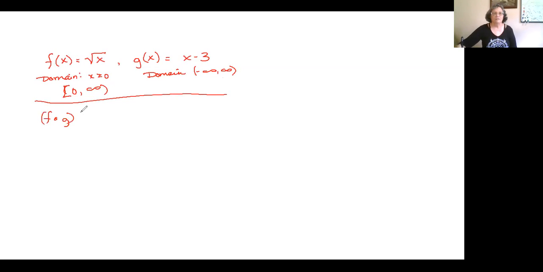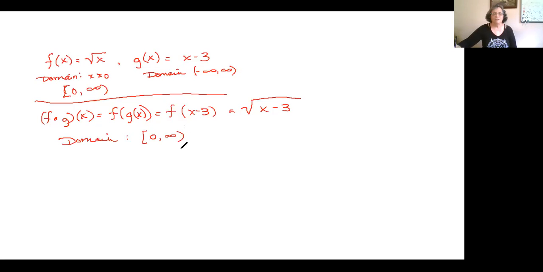For f of g of x, we've got f of g of x, which would be f of x minus 3. So we plug x minus 3 in place of the x, so it's going to become the square root of x minus 3. For the domain, we have to start with 0 to infinity. It cannot be larger than that. Oh, I'm sorry. Wait, the inside is all real numbers. Getting carried away here. So we start with actually all real numbers in this case. Forgive me.